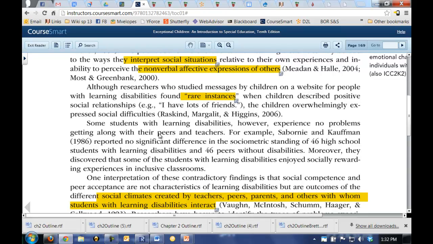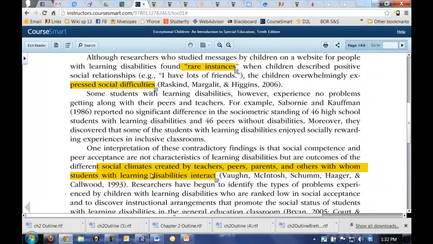Although researchers who studied messages by children on a website for people with learning disabilities, and this is a terrible thing for Heward to put in here, because that's not representative. So apparently on some website for people with disabilities, there were rare instances where children describe positive social relationships. The children overwhelmingly express social difficulties, which I get, but generally, if it's a website, that's all that's going to come there.